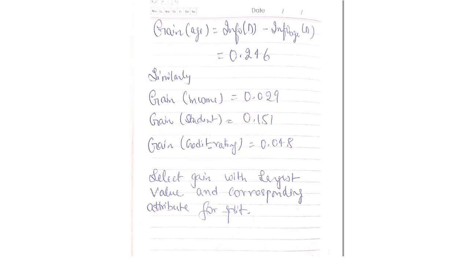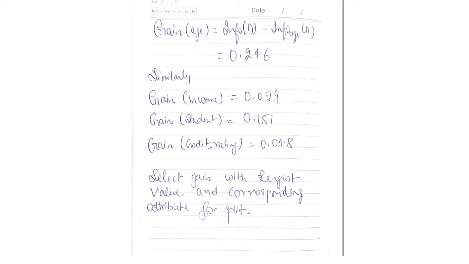So we got all these values, and what our algorithm ID3 does is it selects the largest gain value and the corresponding attribute for the split. So in this case, what we have chosen for splitting is our age variable. So this completes our ID3 algorithm.